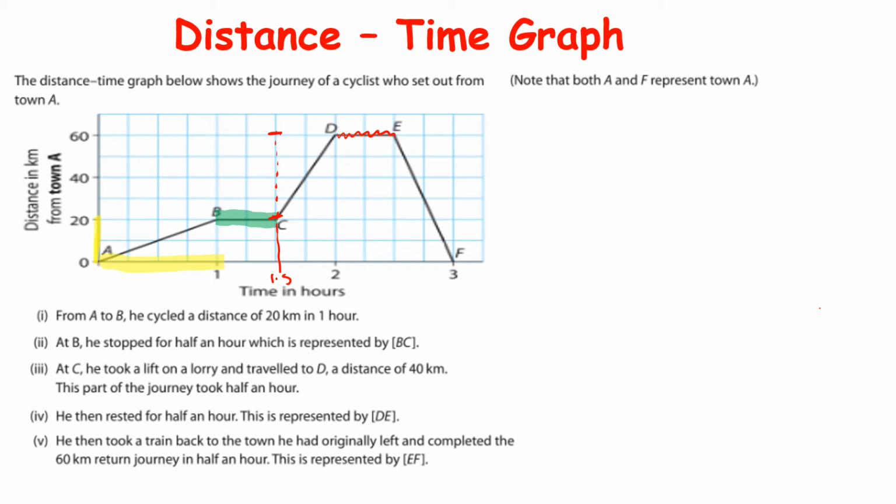And finally, he took the train back to town. He had originally left and completed the 60-kilometer journey in half an hour. So 60 kilometers in half an hour, so that's 120 kilometers in an hour. So he was traveling 120 kilometers an hour. So we have this lovely graph that tells us a lot about a journey without having to give us any written information. Everything is displayed on the graph.